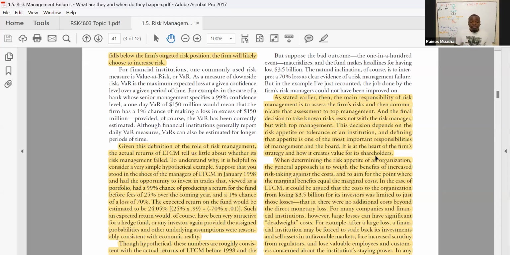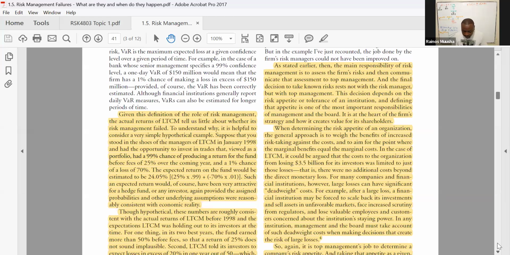And how is that value for the shareholders reflected when you look at creation of that value? You look at the value of what? The value of the shares, for example, if the company is traded as well. So when determining the risk appetite of an organization, the general approach is to weigh the benefits of increased risk taking against the cost and to aim for the point where the marginal benefits equal the marginal cost.